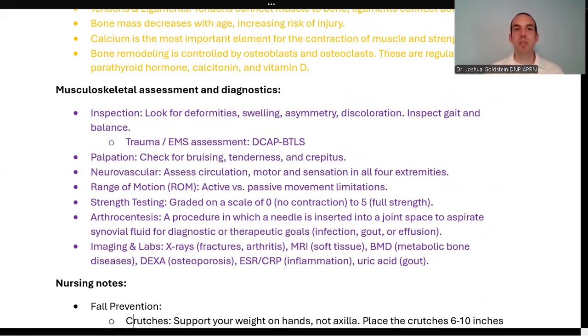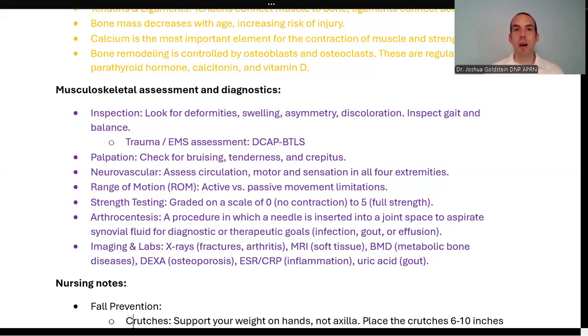Next, we have our musculoskeletal assessment and diagnostics. So first, when you inspect the patient, when we assess for a musculoskeletal injury or illness, we're going to start with inspection. We're going to look at the affected area or the entire body. We're going to look for deformities and swelling. We're going to look for asymmetry, meaning one side of the body is different than the other. Always a good note to check in real life when you're checking, let's say, a sprained ankle or anything like that. You're always looking at both, not just the one that the patient's complaining about, because we want to compare them. You're also going to look at discoloration. You're going to look at their gait, which is how they're walking, and their balance.